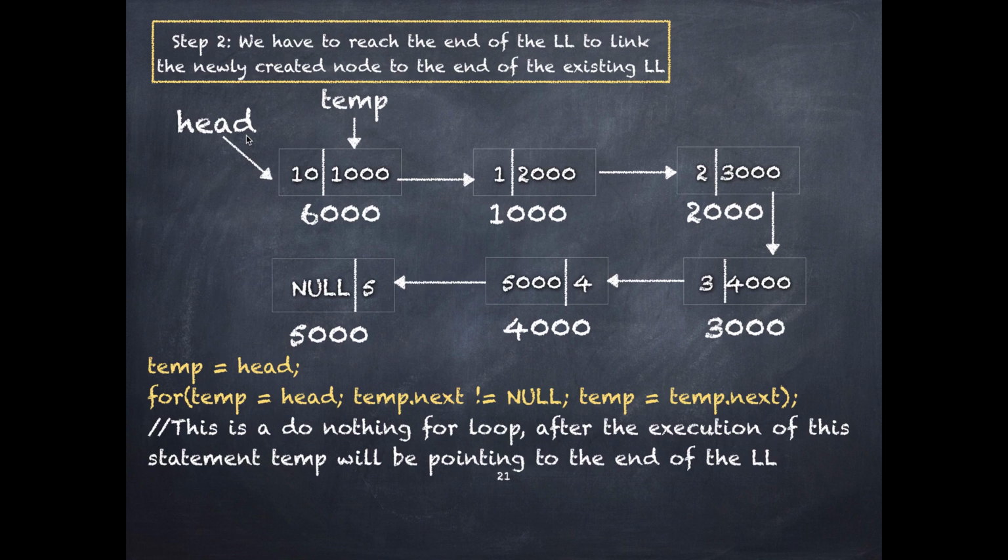Now how will I move the temp pointer to the next node? Here you can see temp is equal to temp dot next. So how to move? Temp is equal to temp dot next. When you write temp equal to temp dot next, you're reassigning the value of temp itself. Temp dot next is 1000, right? So temp is now moved to point to the next node in the linked list.